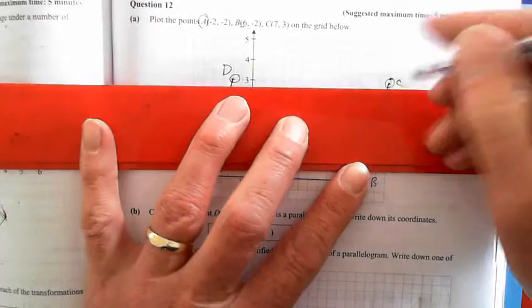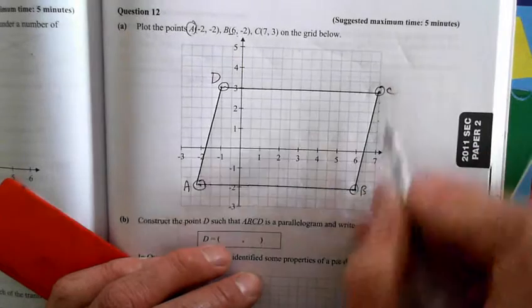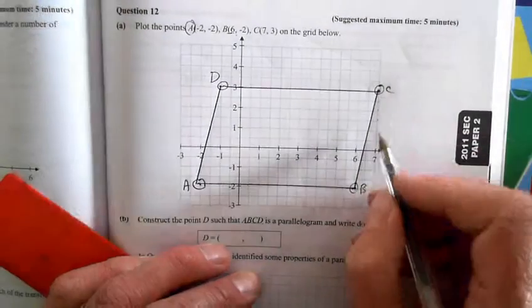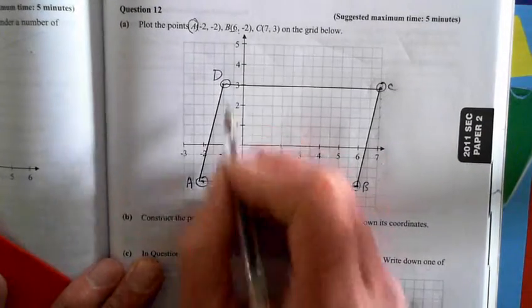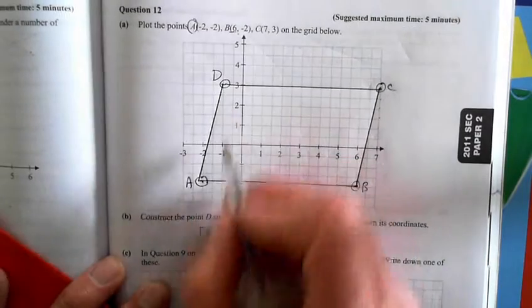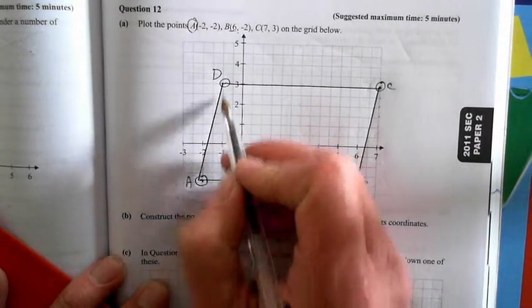Why do you go over 2? There's two ways of getting there. So how do you get from B to C? You go over 2 and up 10. So to get from A to D, you go over 2 and up 10. Alright, so D coordinate is, what is it? -1, 3.